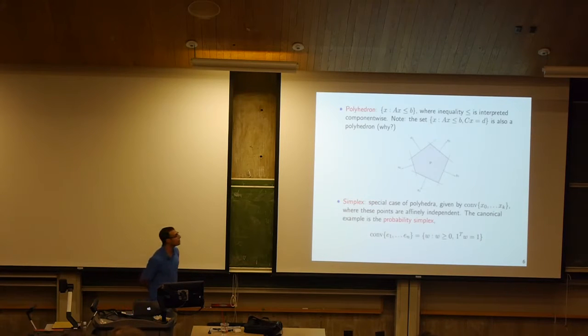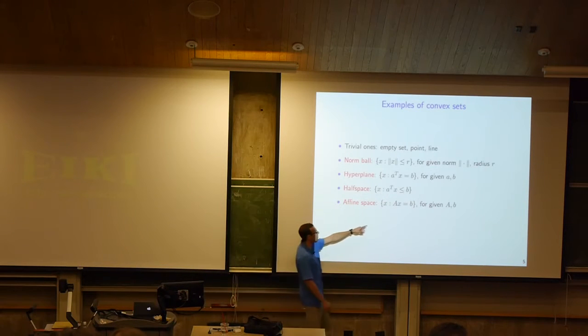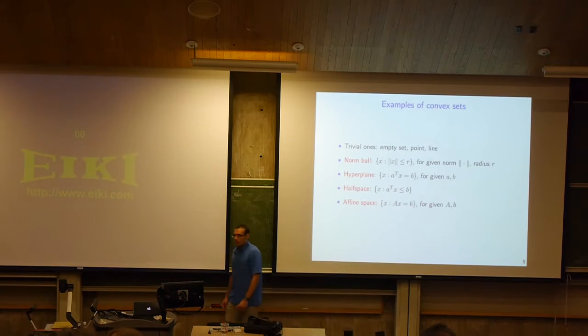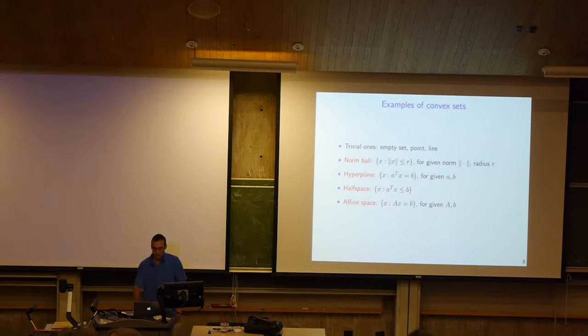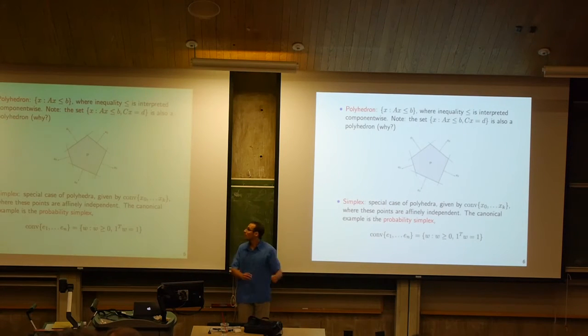So a polyhedron is an interesting object. We'll see them throughout the semester. Polyhedra are just the set of all x that satisfy a bunch of linear inequalities. So remember, we defined an affine space by the set of all x for which Ax is equal to b for a given matrix A, a given vector b. A polyhedron is the set of all x for which Ax is less than or equal to b.